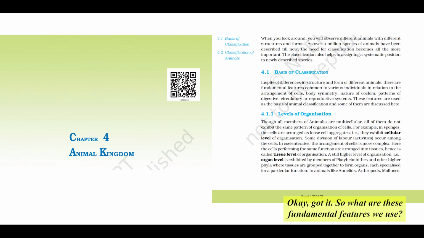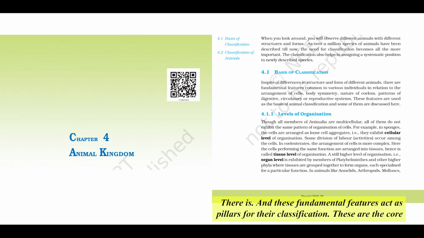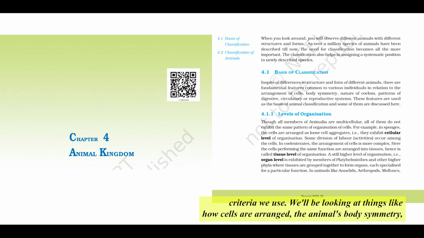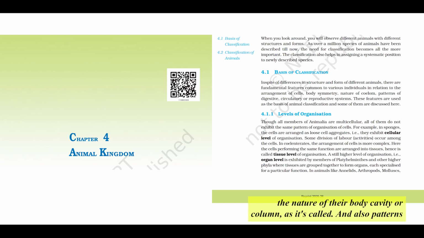Okay, got it. So what are these fundamental features we use? Despite all the diversity, there must be some common ground. There is. And these fundamental features act as pillars for their classification. These are the core criteria we use. We'll be looking at things like how cells are arranged, the animal's body symmetry, the nature of their body cavity, or coelom as it's called, and also patterns we observe in their digestive, circulatory, and reproductive systems. So each feature gives us a clue, distinguishing one group from another. Precisely, and you need to pay close attention to these as they often form the basis of direct questions in NEET and the board exams.